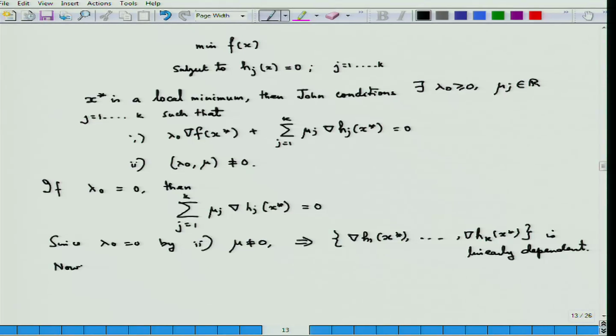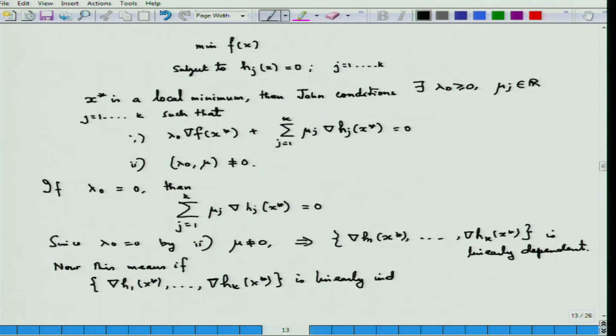Now, this means if the summation, if this set is linearly independent, this cannot be greater than 0. This means, sorry, again I am writing m, it should be k. If the gradients are linearly independent, lambda naught is not equal to 0, in fact it is never 0. Now, suppose I have a situation where I have all these vectors to be linearly independent, then I know that lambda naught is not equal to 0.